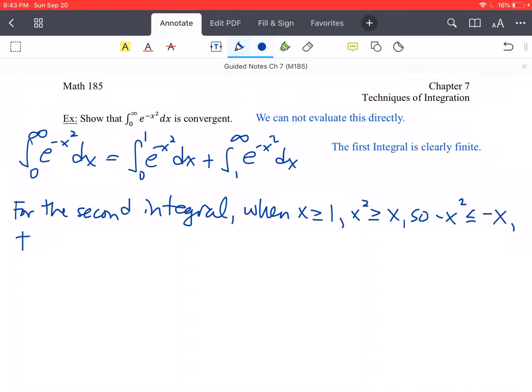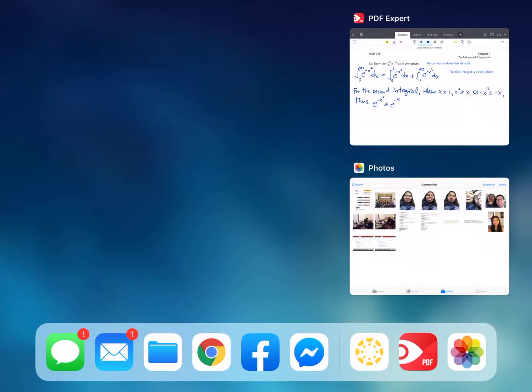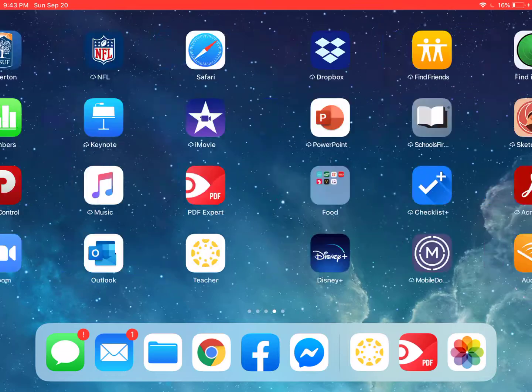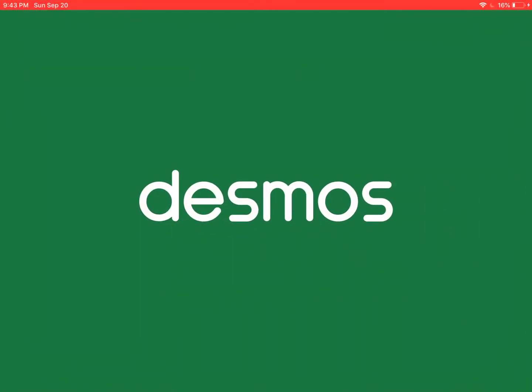So thus, if we raised both sides into the power of e, the inequality would still hold. So e to the negative x squared would be less than or equal to e to the negative x. Okay, and I actually want to show you guys the graphs of these. Let me pull up Desmos.